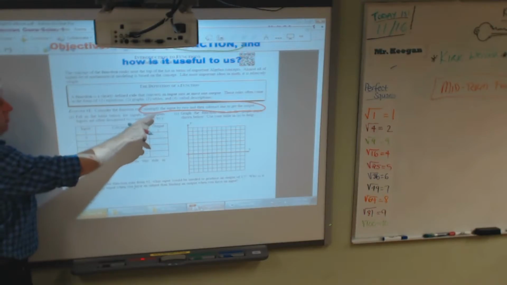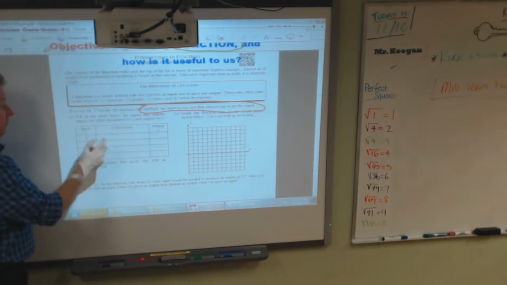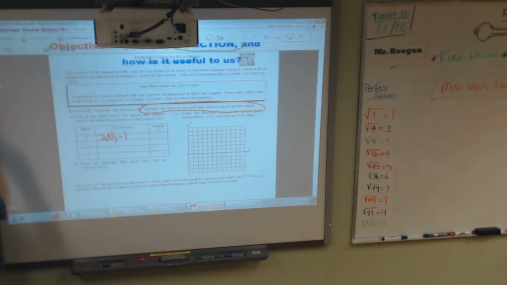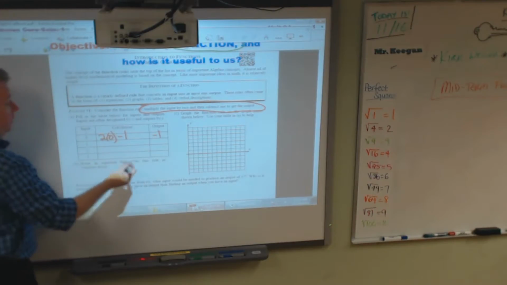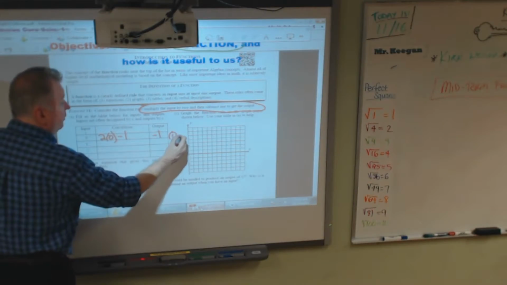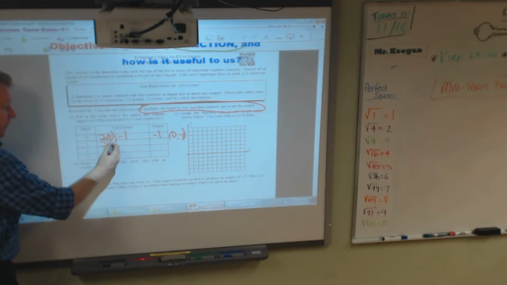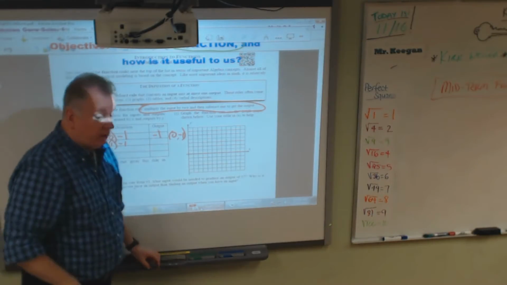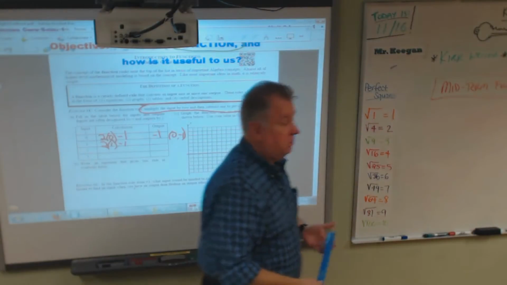So it says you multiply the input by 2 and then subtract 1. If the input is 0, we multiply that times 2 and then subtract 1. What's 2 times 0? 0. What's 0 take away 1? Negative 1. So the first point is going to be (0, negative 1). Then fill this in, changing the x each time, and then we're going to plot it. If you plot it right, you're going to form a straight line.